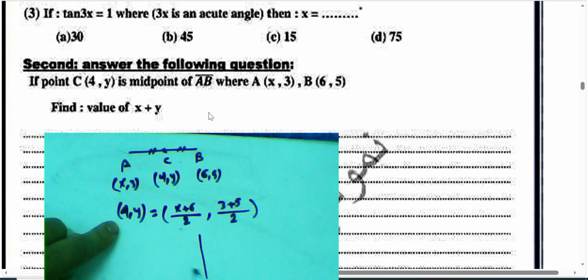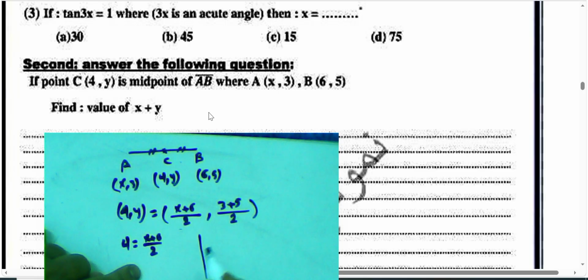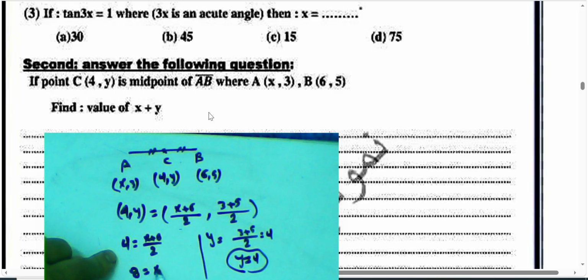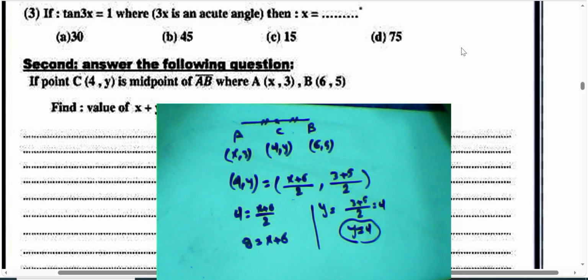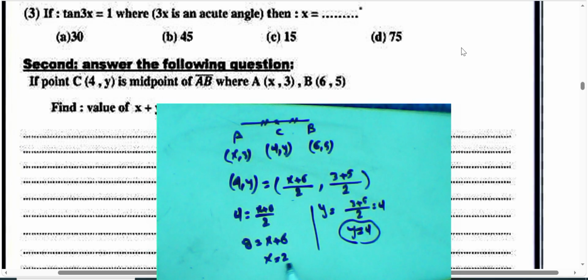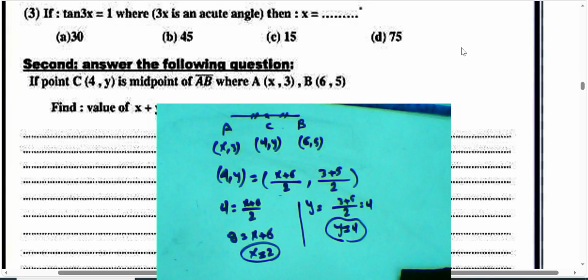Then we can find the value of x. First coordinate equals first coordinate, and second equals second. And the value of y will be 4, and 2 times 4, which is 8, equals x plus 6. And the value of x will be 2, because 8 minus 6 equals 2. Then the value of x here equals 2.